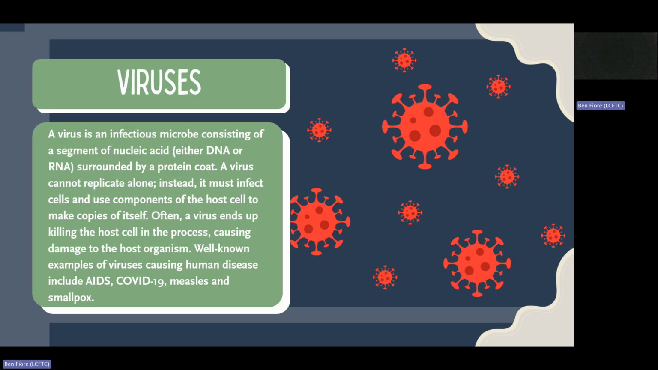So a virus is an infectious microbe consisting of a segment of a nucleic acid. That's the base building block of DNA. So either DNA or RNA, surrounded by a protein coat. When we talk about nutrition, we think about proteins like steak and meat and sometimes beans and rice. Protein in this sense is talking about the very foundational level of protein. So you have that little DNA molecule at the center, and then you have molecules of protein surrounding that DNA to protect it. A virus cannot replicate alone.